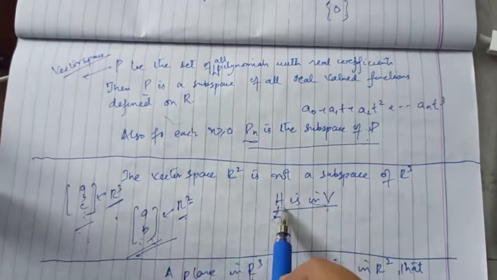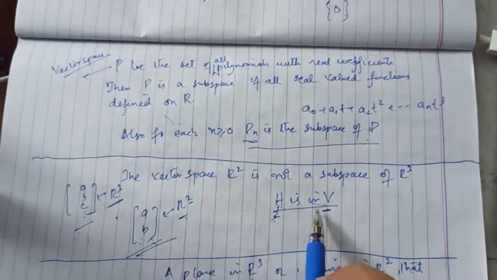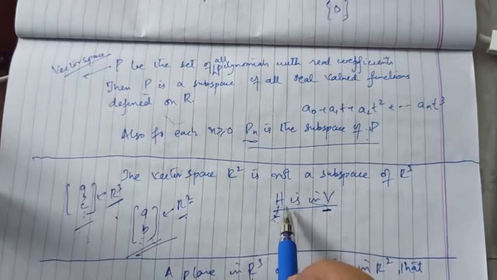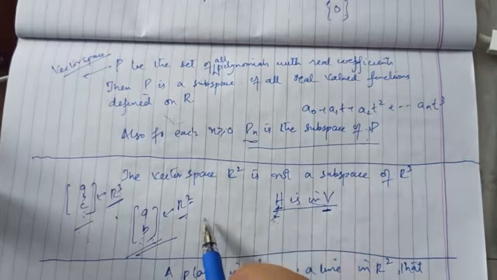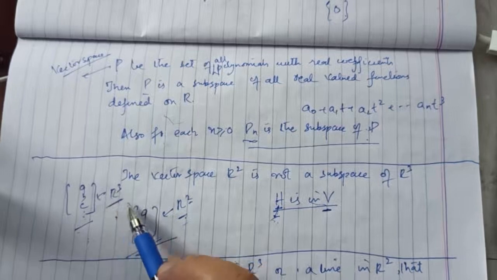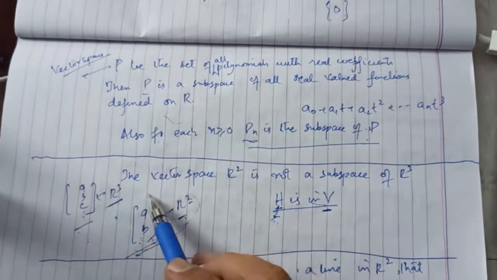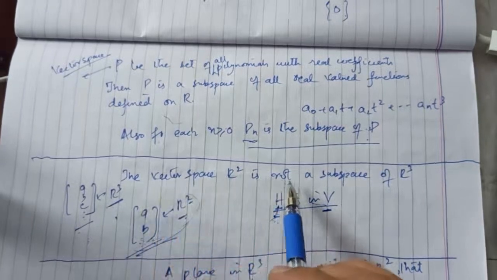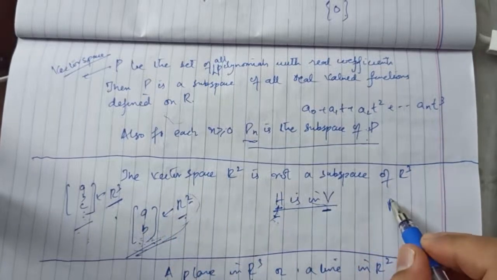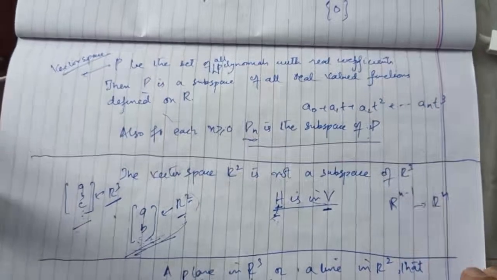Because H is a portion of V, an appropriate subset of vectors, only those vectors that can exist in V can go into H. So this kind of vector does not exist in R3, and it cannot form a subspace. So in reality the vector space R2 is not a subspace of R3. This can be generalized: R n minus 1 is not a subspace of R n, and so on and so forth.